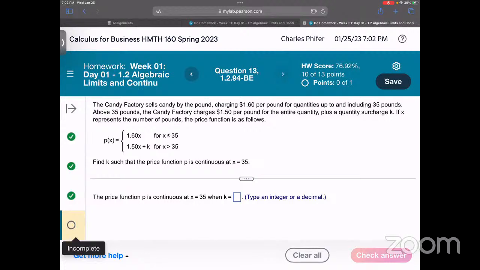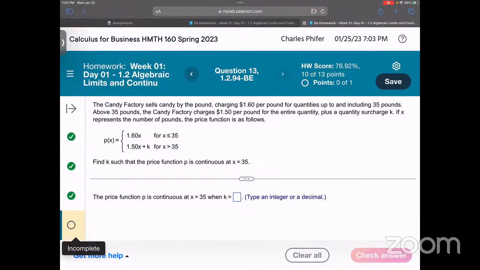So as we approach 35 coming from the left, we use line 1 and we get an answer. Then as we calculate the limit as X approaches 35 coming from the right, we need to get the same answer. Let's do that one more time. In order for the limit to exist, as X approaches 35 from the left, we get an answer from line 1. As X approaches 35 from the right, we need the answer from line 2 to be the same. So we just set up an equation to solve.